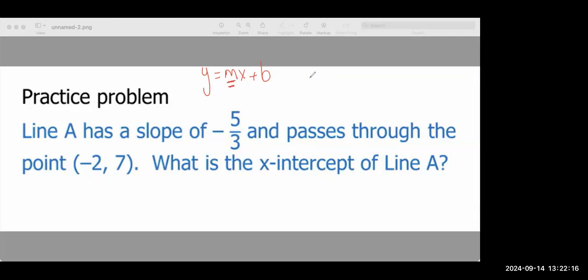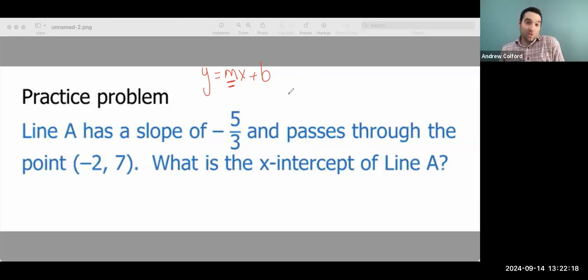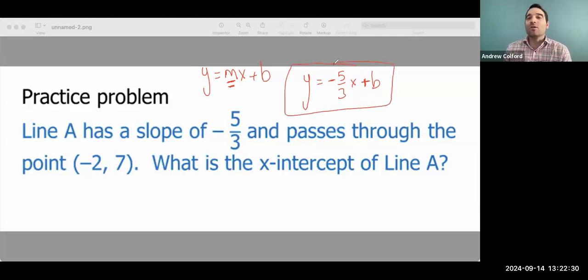Negative 5 over 3, which is what we have in this case, negative 5/3 x plus b. And now we have what you could call an incomplete equation. Fortunately for us, though, we have a point that satisfies this equation.